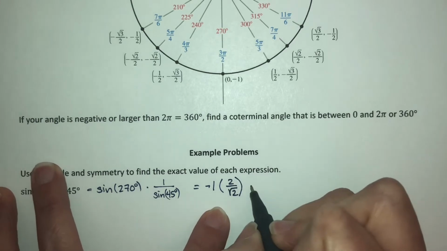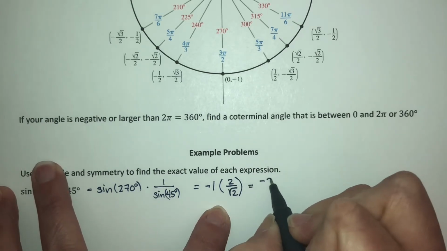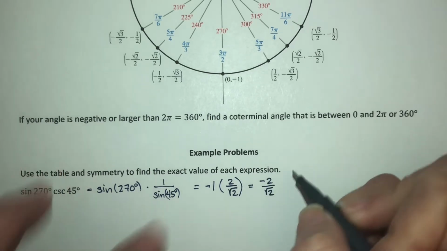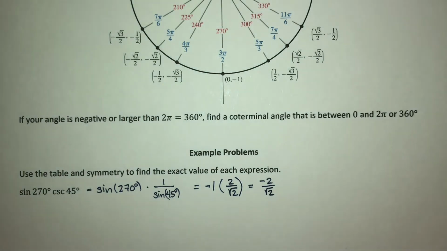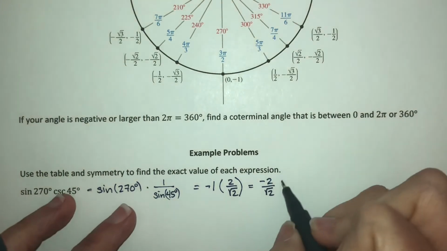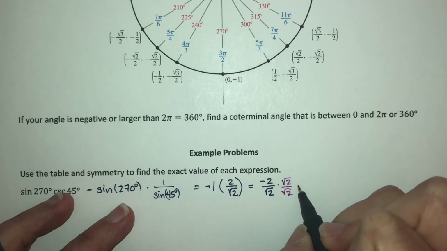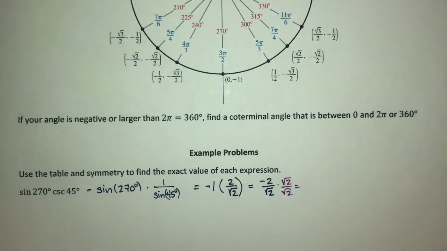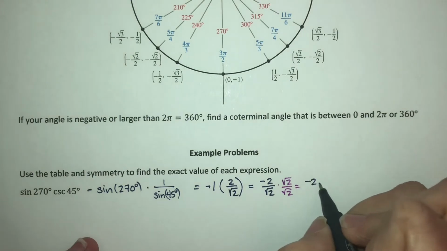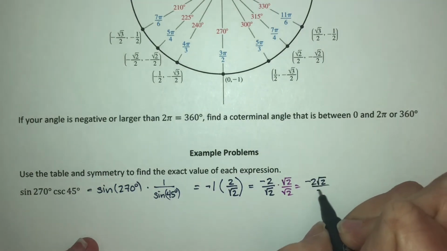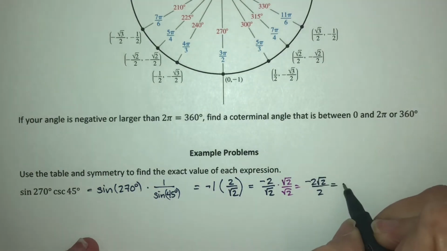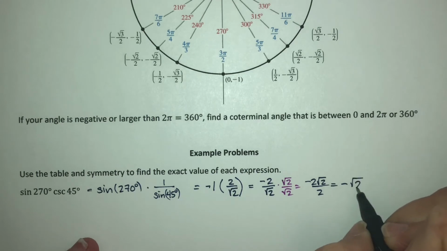Okay. So I have -2 over the square root of 2, and they expect you to rationalize that. So multiply top and bottom by the square root of 2. And that will give you -2 square root 2 over 2, which reduces to simply negative square root of 2.